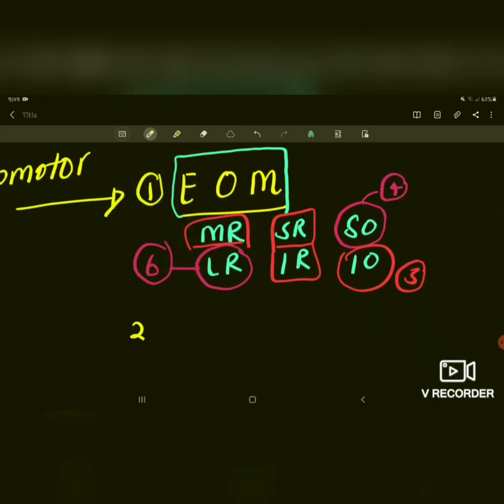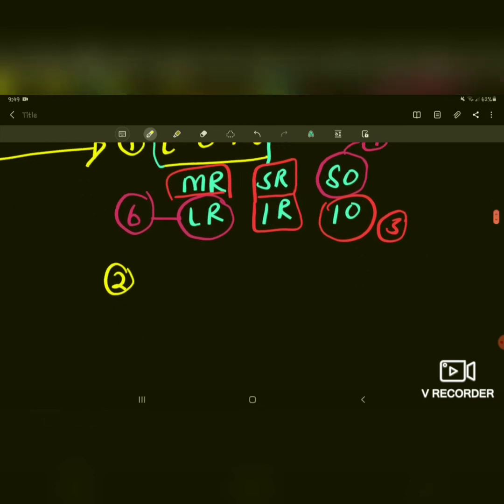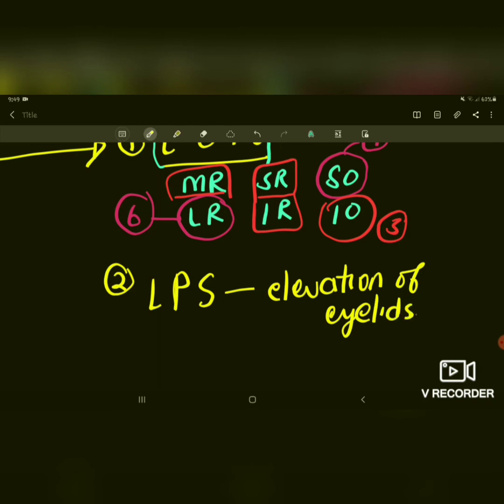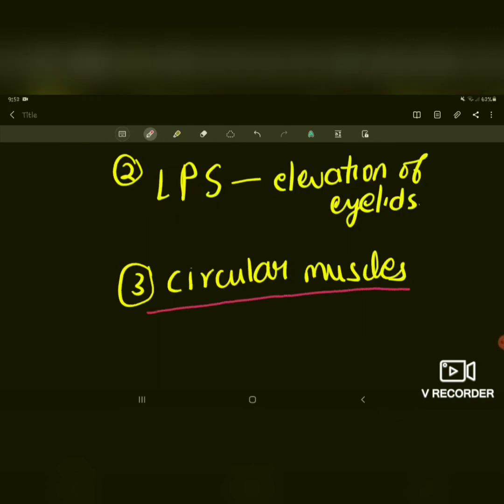The second function is that it supplies your levator palpebrae superioris muscle. This specific muscle helps in the elevation of your eyelids. So what is the third? The third is your circular muscles. They help in constricting and dilating the pupil in response to light. So when there is light, it constricts and also dilates the pupil.